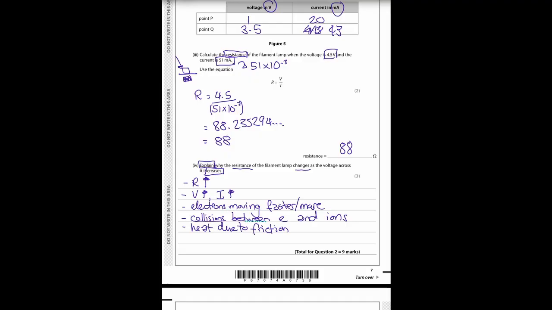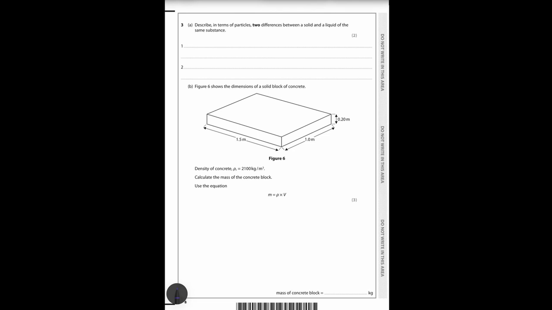And when there's heat due to friction, I know the resistance increases because the kinetic energy of the ions in the lattice will increase. Therefore, they're just basically going to get in the way. So there's going to be more friction and even more collisions. So I am happy that I'm getting that right.